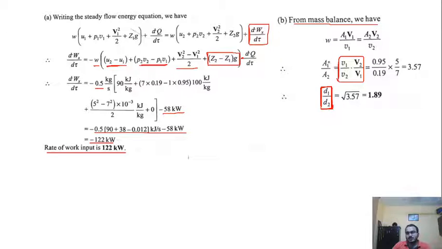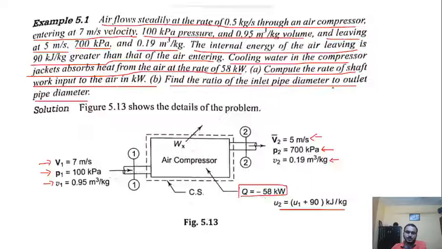So once we put them in, we can get the area ratio, and once we take the square root of it, why? Because area is equal to pi by 4 d square. So once we take the square root, we can get the diameter ratio. So this is all about this problem.